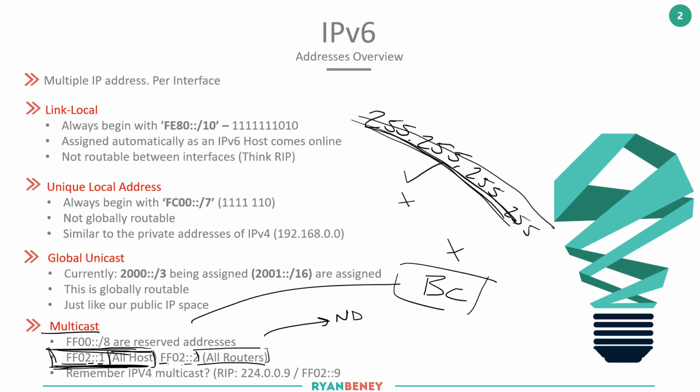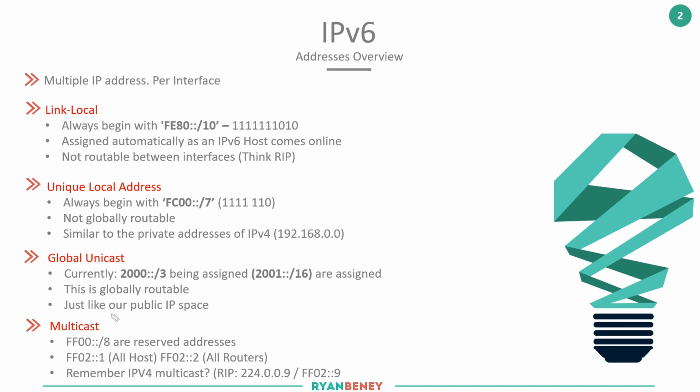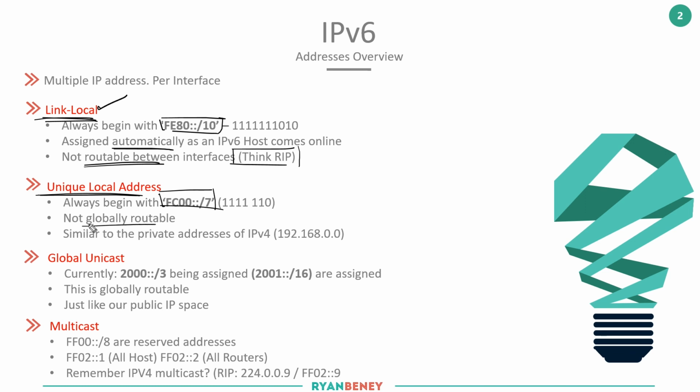So those are the main addresses that I want to talk about at this stage. So go back over it. Like I said, it was a text-heavy slide. We've got link-local. It always starts with FE80. It's automatically assigned when you come online, and it's used for communication between devices. So things like RIP would use it to communicate. Unique local address starts with FC00. It's not globally routable because it's the equivalent of our private IP space.